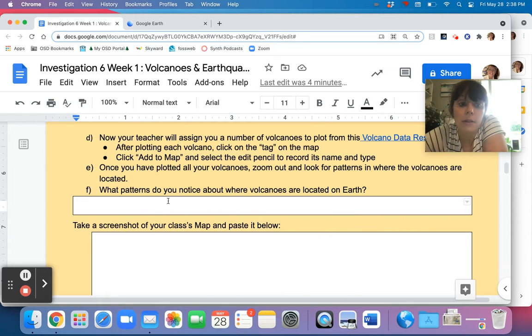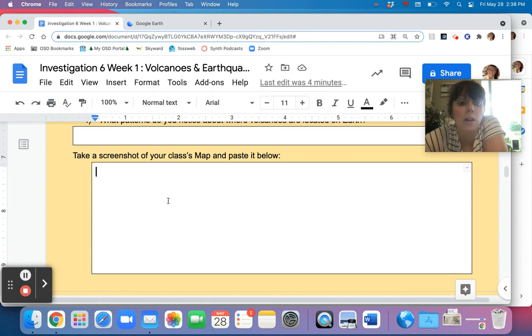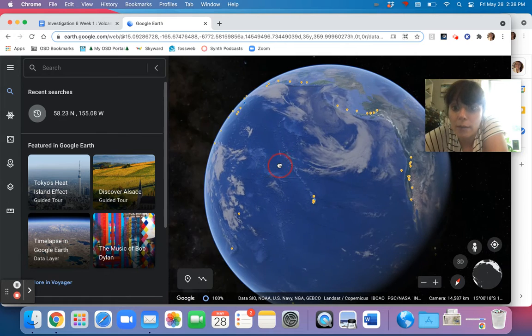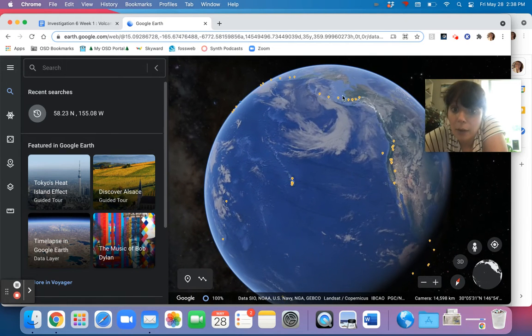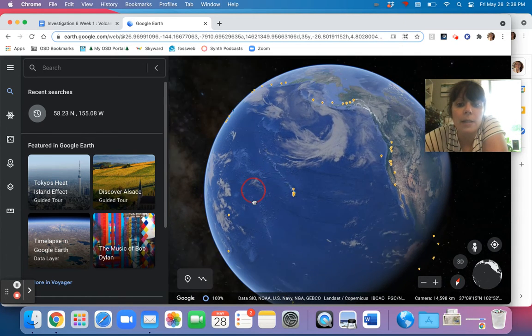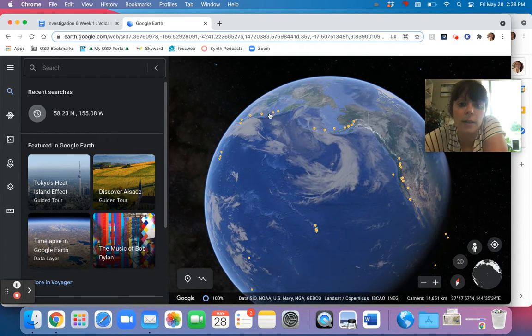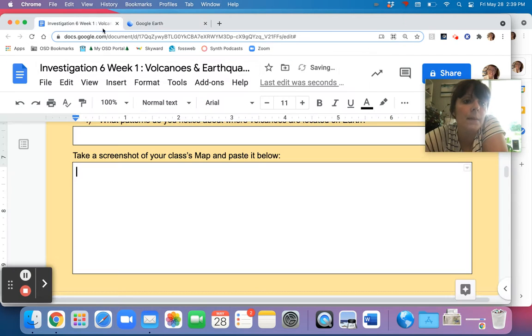What patterns do you notice? And then take a screenshot of the map. I would take a screenshot in a location that looks particularly full of these yellow dots, because these yellow dots are volcanoes. All these pinpoints are pinpoints that your class has mapped. So I would probably take a screenshot of something like right around here, because it shows that there are a ton of volcanoes around the Pacific Ocean. So I would press Control-Shift and use the screenshot button to grab a screenshot of that and insert it here.